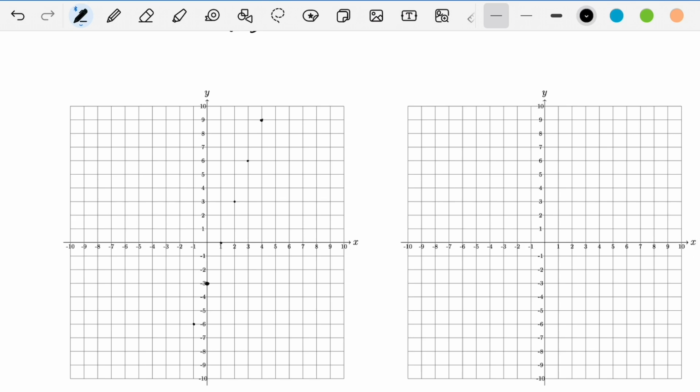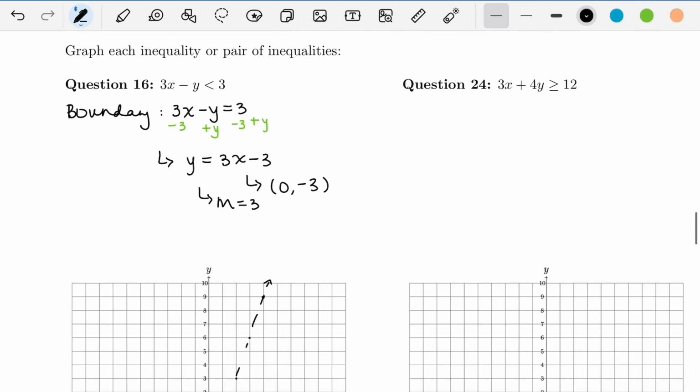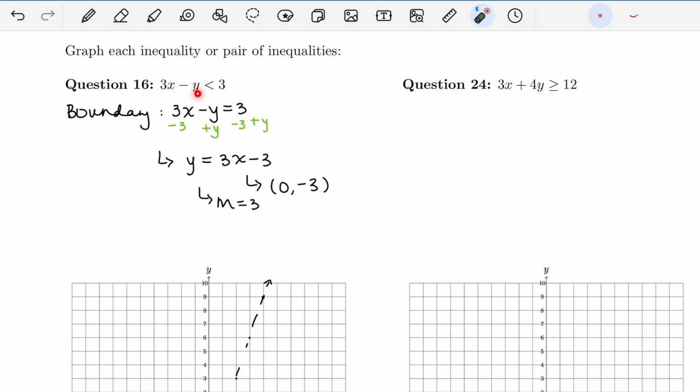So our line, these are all going to be points on our line. Now what I'm going to do, and this is what the book does also, is I'm going to graph this line here as a dashed line. And the reason being is because if you go back to our inequality here, we're saying 3x minus y is less than 3. So we're looking for solutions that will make this true, but we're not looking for solutions that will make this equal to 3.